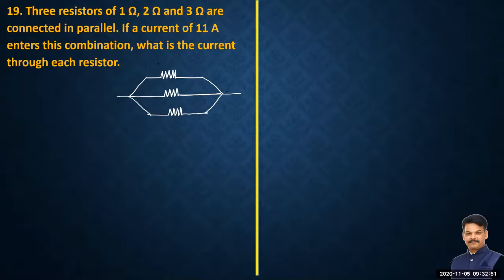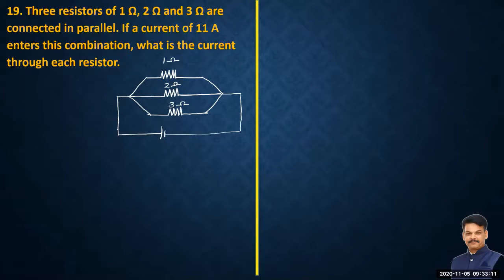They are connected in parallel. One is 1 ohm, another one is 2 ohm, and the third one is 3 ohm. Then a current of 11 ampere enters this combination. Suppose they are connected to a battery or cell.